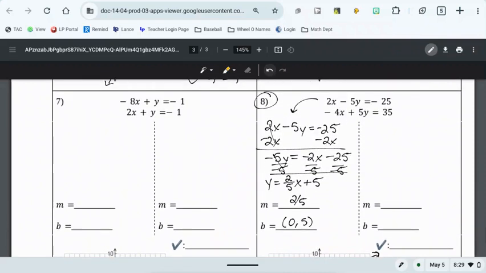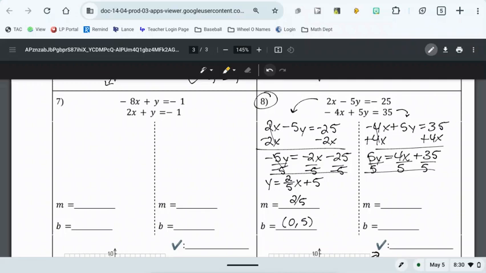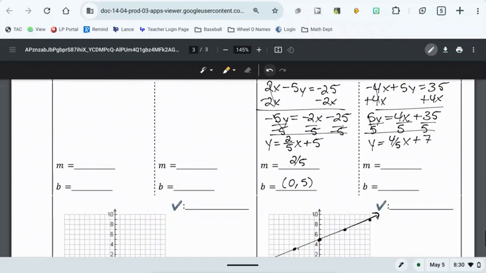All right, let's go to the second equation and solve. So negative 4x plus 5y equals 35. This time we're going to add 4x to both sides. 5y equals 4x plus 35. Divide everything by 5. And we get y equals 4/5 x plus 7. So our slope is 4/5. Our y-intercept is (0, 7).